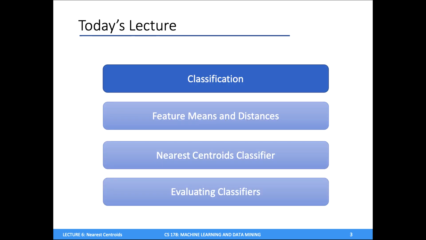Okay. So the topics of today's lecture are classification in general. After that, we'll see some techniques for computing feature means and distances that we'll have to use when we run our nearest centroids classifier. And then lastly, we'll very briefly see some methods for evaluating classifiers.